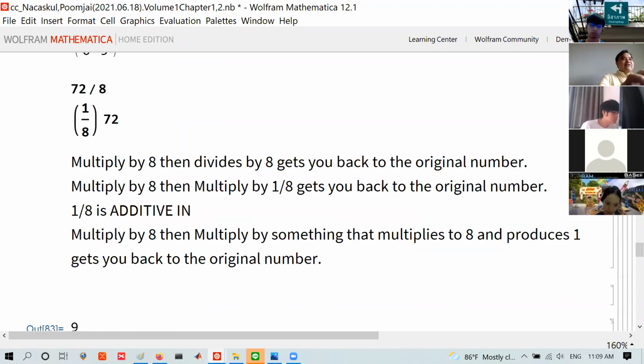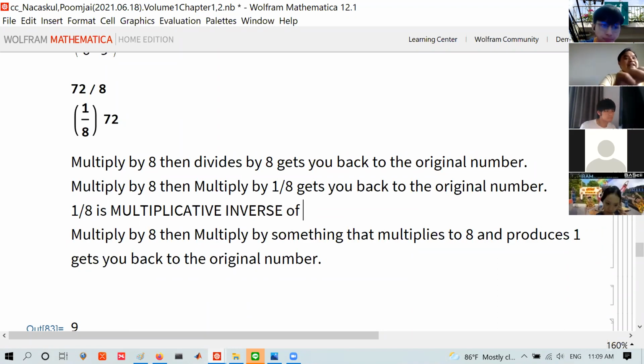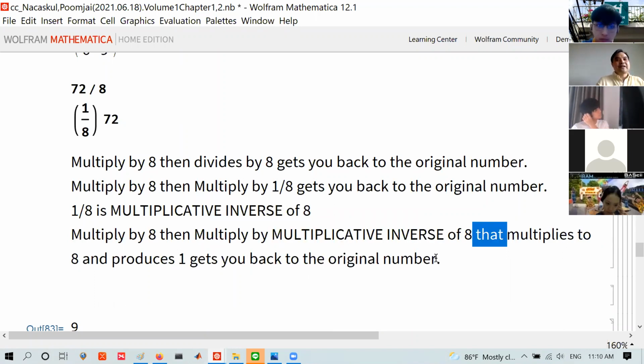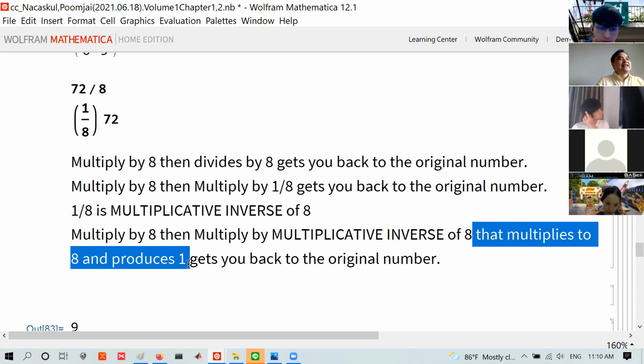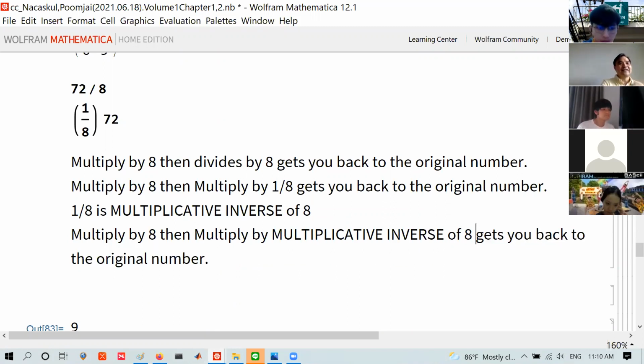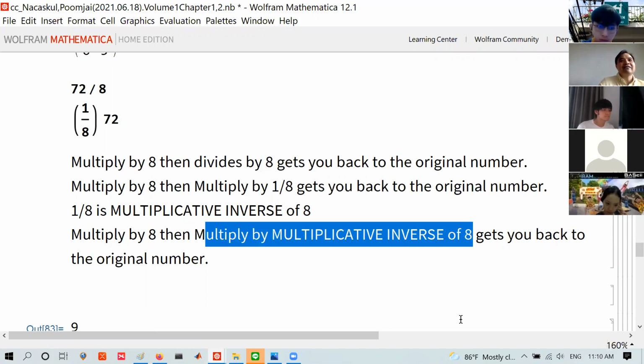Well, something that multiplies to 8 and produces 1 is the additive inverse. Sorry, multiplicative inverse of 8. So what I want to do is multiply by 8, then multiply by the multiplicative inverse of 8, and that will get you back to this. So now I have replaced the phrase divide by 8 with the phrase multiply by the multiplicative inverse of 8.